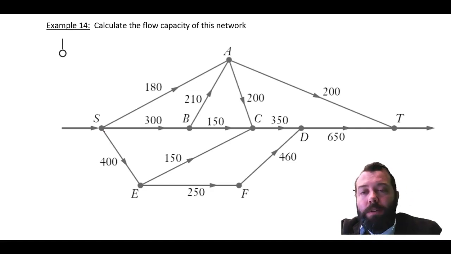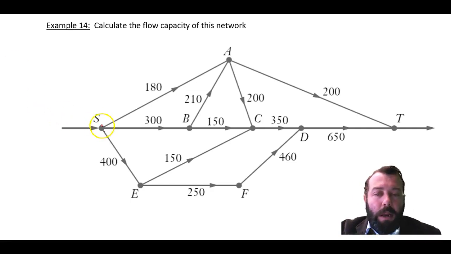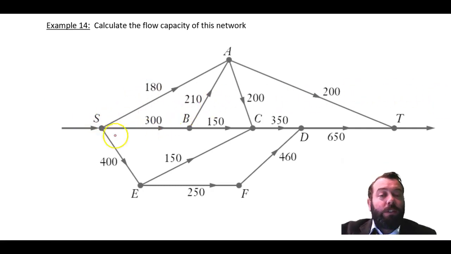So I'm going to consider some different pathways here. I'm going to begin by looking at S to A to T. In fact, I'm just going to use some sort of system where I try to stay towards the top of the page as much as possible. Now if I go from S to A to T, my maximum flow along that path is 180. Right, 180 along here. There might be room for 200 there, but I'm not going to use it.